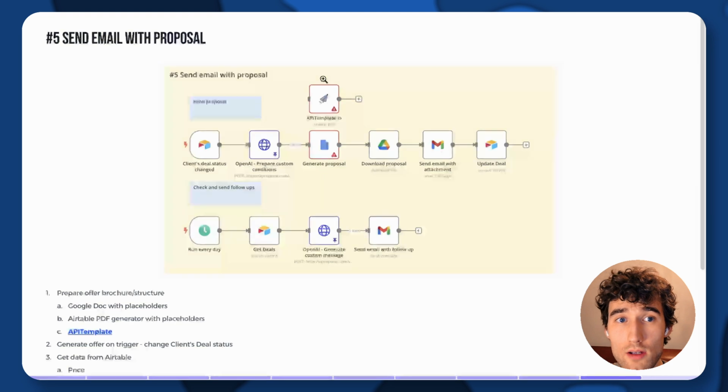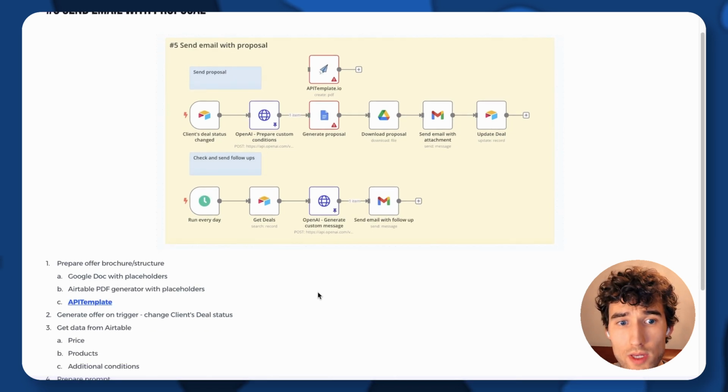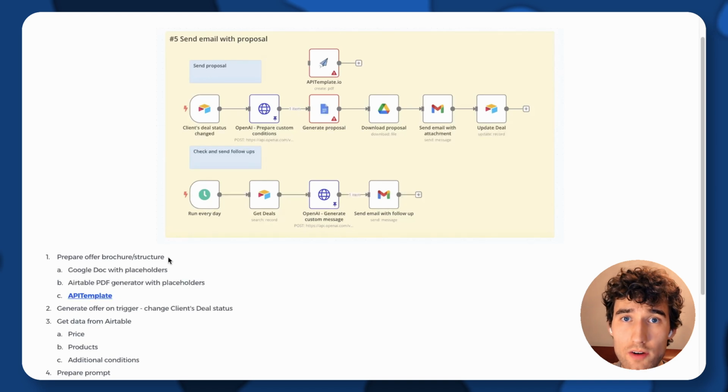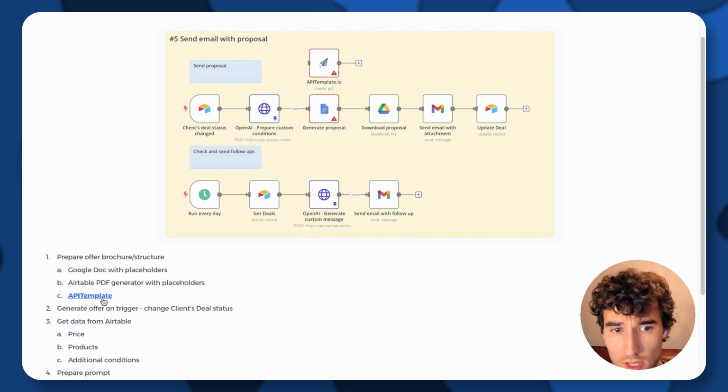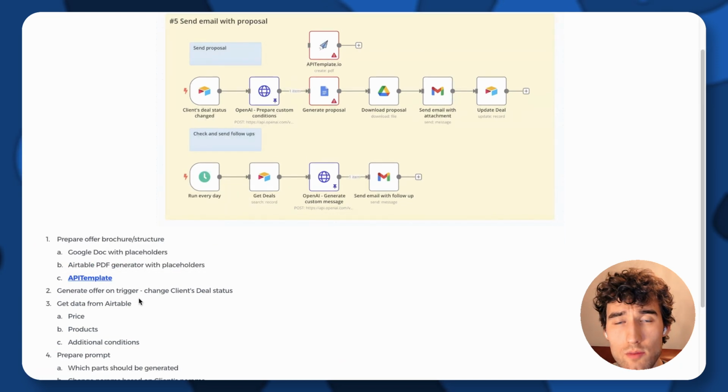Let's finish it. The last one is sending a mail with a proposal. So when the deal is ready to send a proposal, again we can use different tools to generate your proposal. You can use a Google Doc that contains placeholders that you simply need to replace. It's the easiest way to generate different documents with custom data. You can use the internal Airtable PDF generator. Again, you can specify the PDF structure and just generate it there. Or you can use this tool, API Template IO, that again provides you the ability to prepare a PDF template and fill it with custom data via API, generate a PDF file, and then use it further to send to the client.